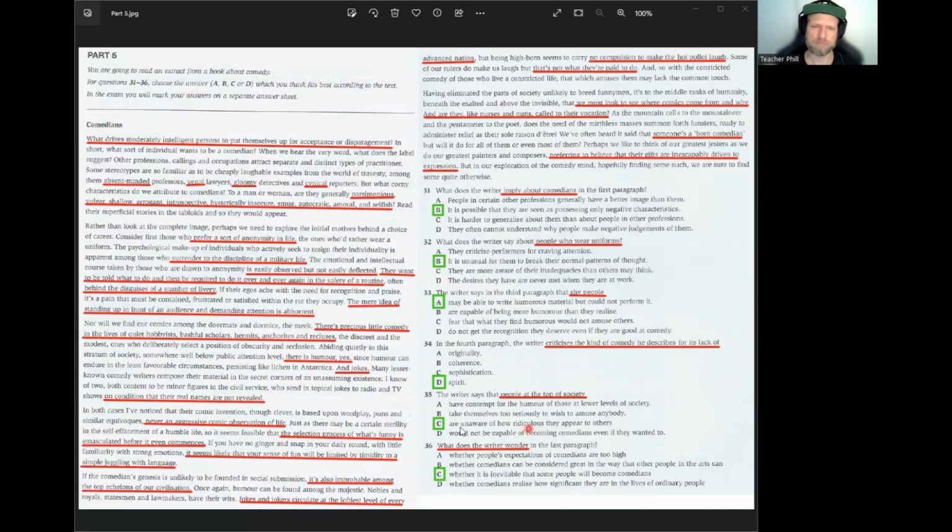I don't know. I think C is better, but I might be wrong here. And then the last one, 36, I chose C here. This one was clearer to me. That was a pretty quick choice for me.